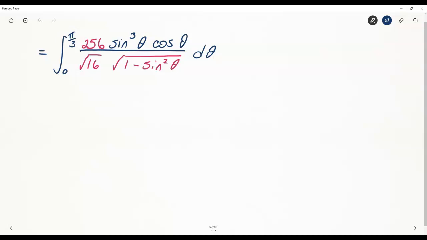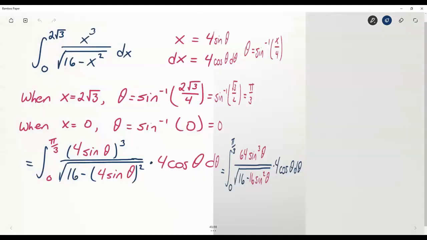Does anybody need me to flip back to the previous screen? Did you not finish? Okay, there's still... Okay, let me get rid of that because I don't want it there permanently. Okay.